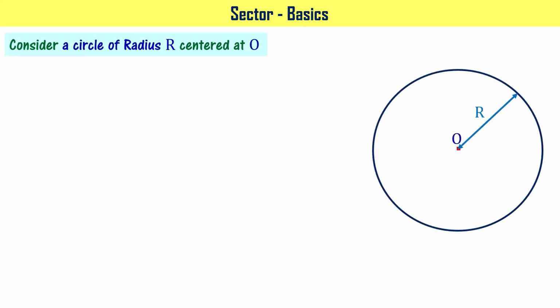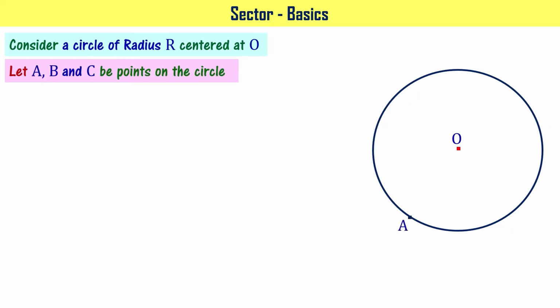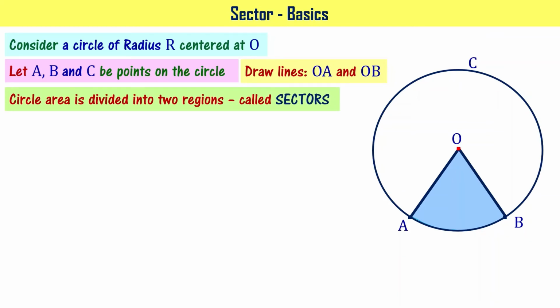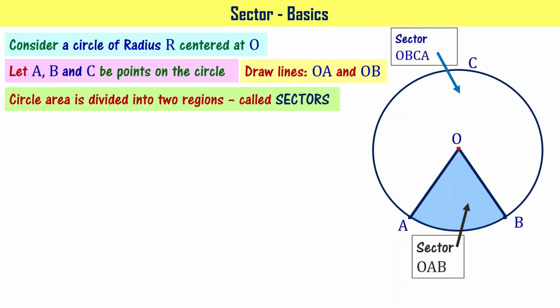Let's learn some basics of sectors now. Let us consider a circle of radius r centered at O as shown in the figure. Let A, B and C be the points on the circle as shown here. Let us now draw lines OA and OB such that you have the circle area divided into two separate regions, right? These regions are called sectors. Please note this point. The one in light blue color is sector OAB, and the remaining part of the circle is called sector OBCA. Please note this point.